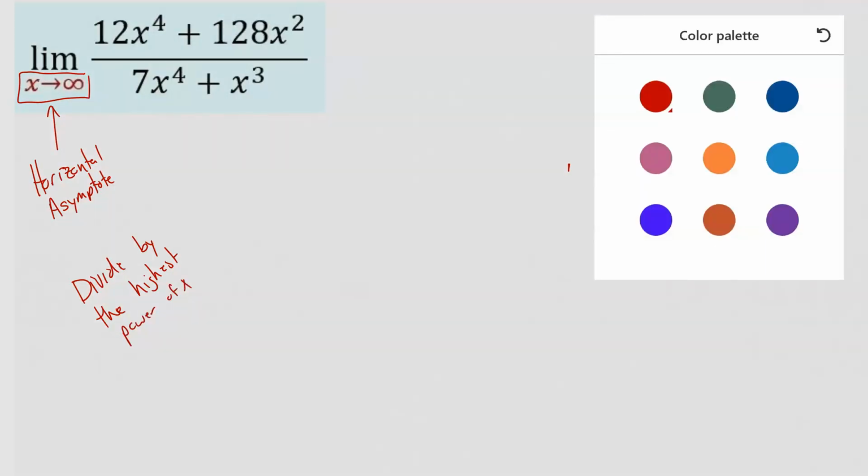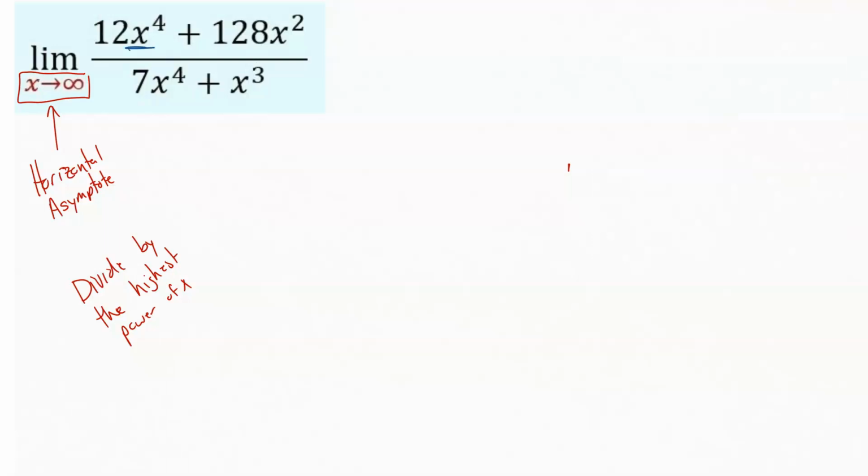So as we look through our equation over here, we've got an x to the fourth on top, an x squared, an x to the fourth on bottom, and an x cubed. Here we've got x to the fourth is going to be our dominant term. It doesn't really matter which one you choose. It's the highest power of x, and so you're going to divide every term by that highest power of x.